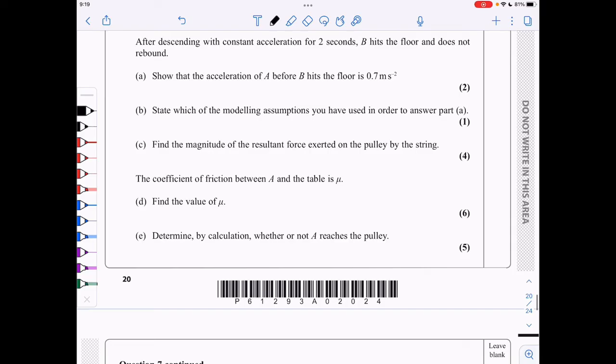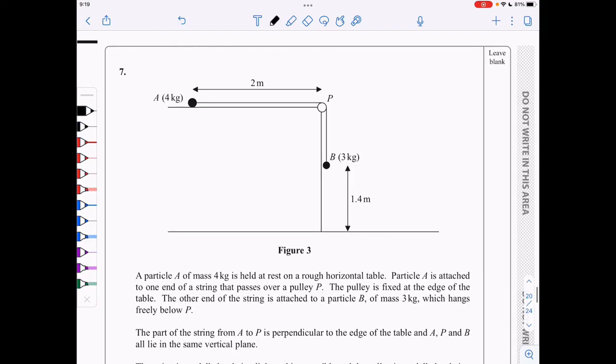In C, we need to find the magnitude of the resultant force exerted on the pulley by the string. Now that I have to consider forces, I think it makes sense to go to my diagram and actually add all the forces that are acting here. So this is the situation here. We've got B feeling its weight, 3g newtons. There's a tension pointing upwards, and then for particle A, it's the weight, 4g, and the reaction, equal and in the opposite direction.